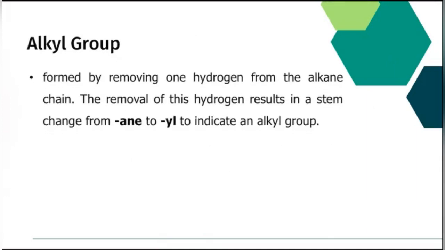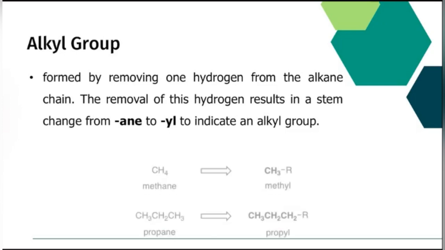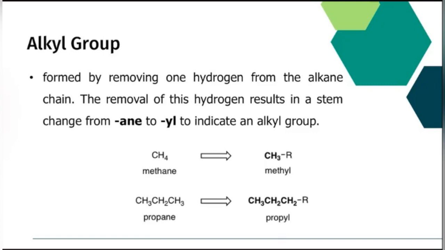An alkyl group is formed by removing one hydrogen from the alkane chain, and the removal of this hydrogen results in a stem change from "-ane" to "-yl". So it's derived from the alkane, but since you remove one hydrogen, it becomes an alkyl group. That alkyl group will be attached to another hydrocarbon, either an alkane, an alkene, or an alkyne. Alkyl groups can be attached to the three types, and also to cyclic hydrocarbons, such as a cycloalkane or a cycloalkene. In naming this alkyl group, we should know how to derive the name of the alkyl group.